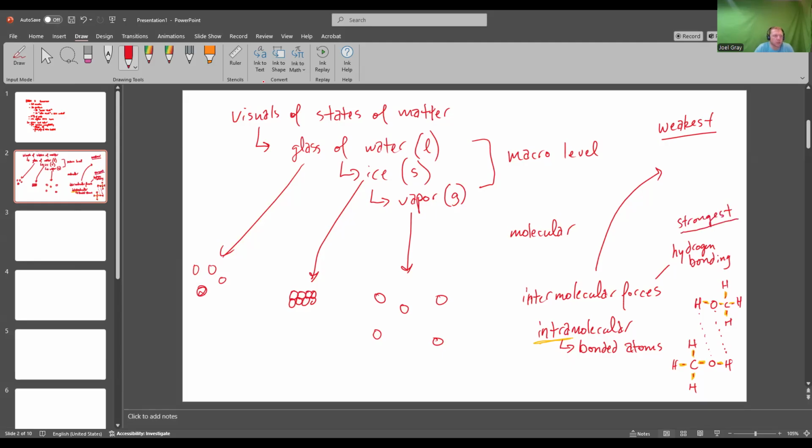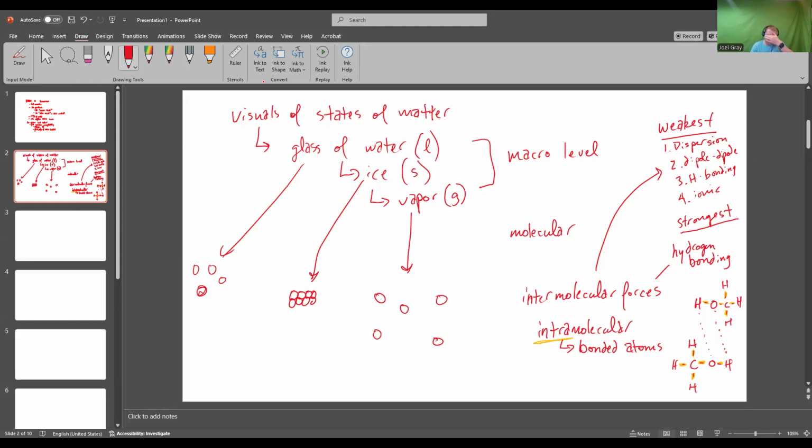Our weakest intermolecular force is known as dispersion forces. Sometimes you'll see these listed as London dispersion forces. Then we have dipole-dipole. Then it's H bonding. And last but not least, ionic bonding. Ionic bonding is an example of an intermolecular force. It is the strongest of your intermolecular forces.